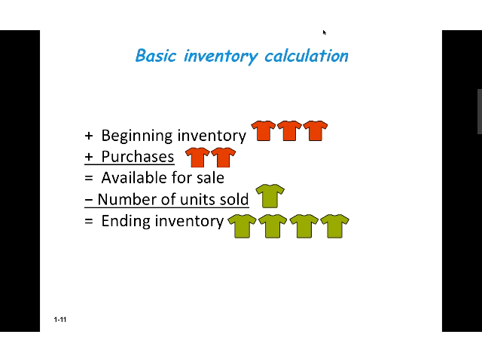So don't let this overwhelm you. This is very basic. We just did it. We started with 3 t-shirts to start with. We bought 2 more. We had a total of 5 available for sale. We sold 1. We have 4 left. That's all we're doing there. So these calculations are not bad.